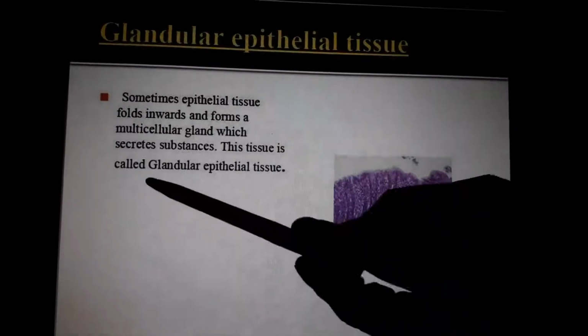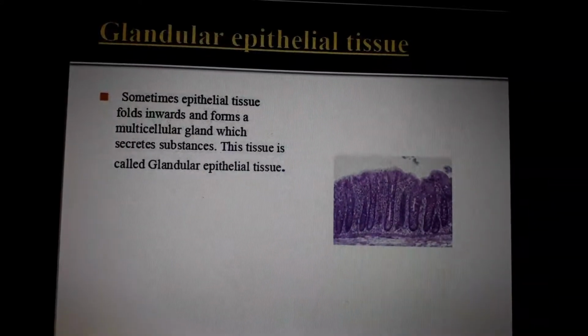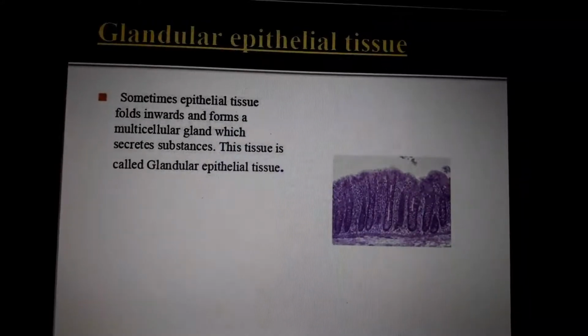Glands means small things in our body which secrete secretions. For example, adrenal gland, thyroid gland. Understand? So those glands are made up of glandular epithelial tissue. Adrenal glands are present above the kidney. Thyroid is in the throat, that part. They are secreting different types of secretions.